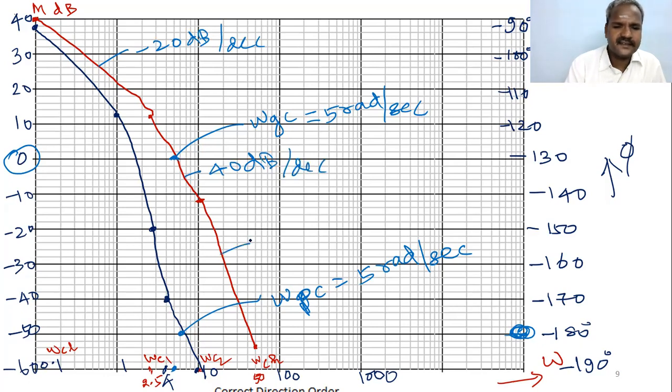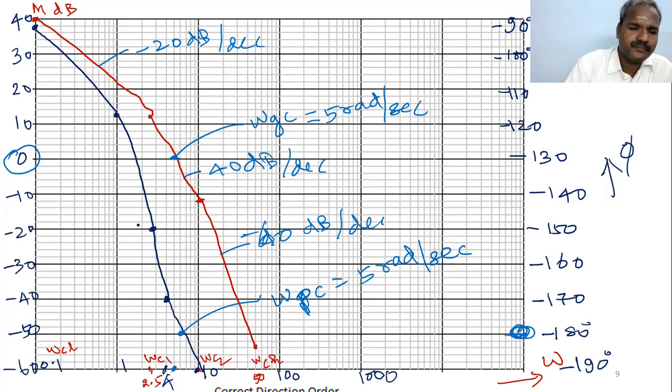Next is minus 60 dB per decade. Minus 60 dB per decade. This is the slope change for the magnitude curve. Understand or not? So this is the procedure to plot a Bode plot, right? Bode plot of both.